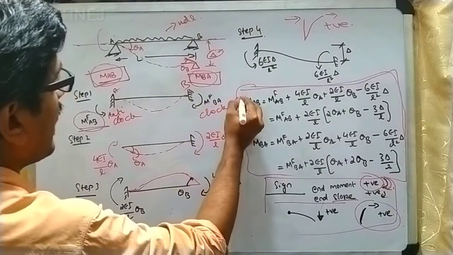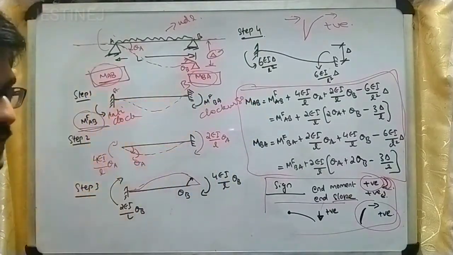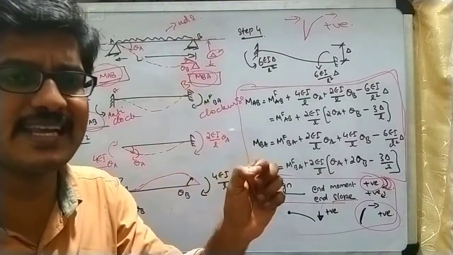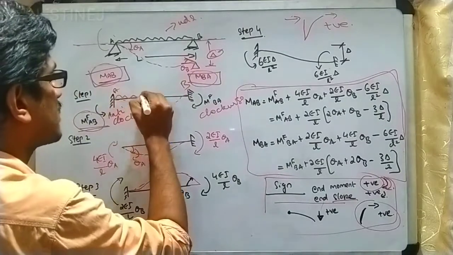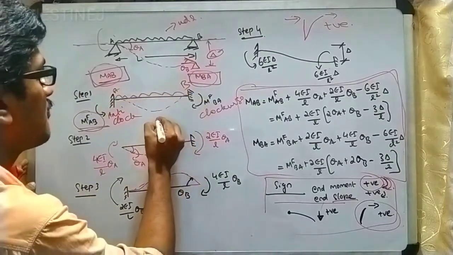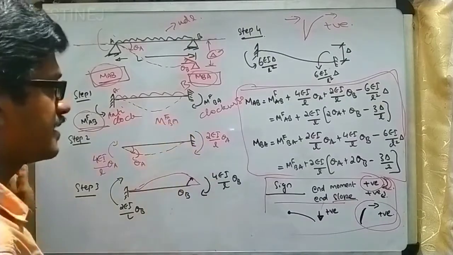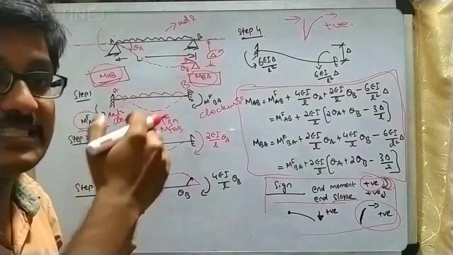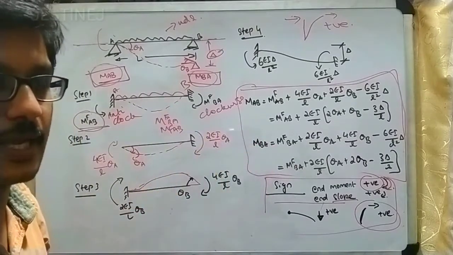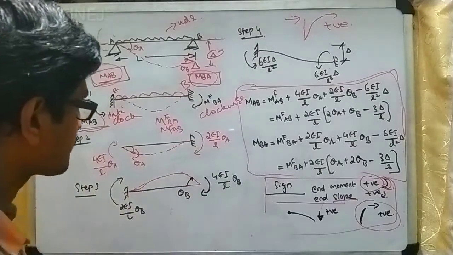We will also discuss the end moments and their values. When a UDL is acting over a fixed end beam, what will be the value of MFBA and MFAB? Likewise, there are some general values that you have to learn by heart. That we will discuss in the next section.